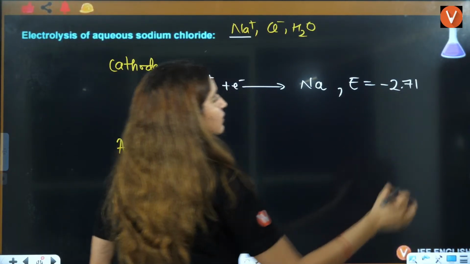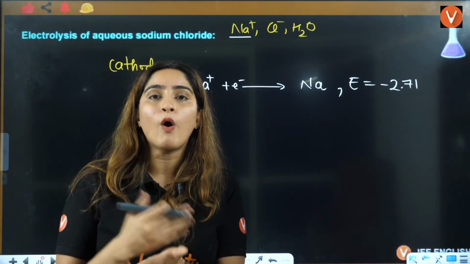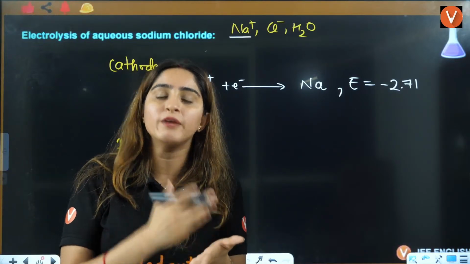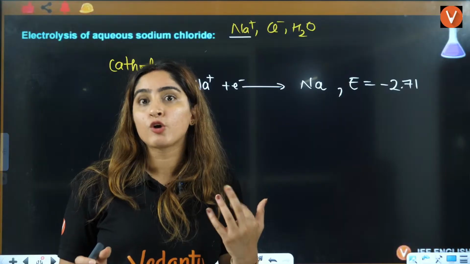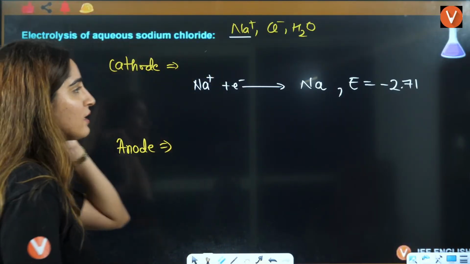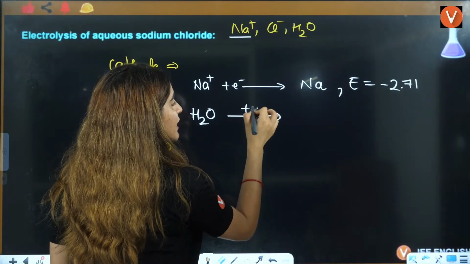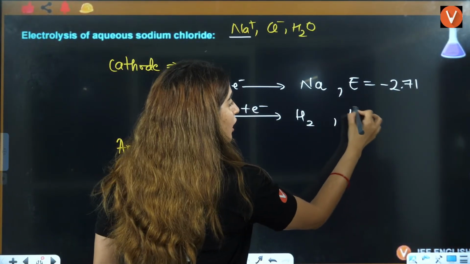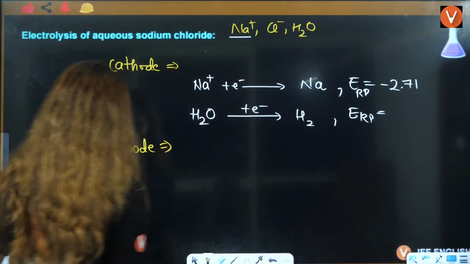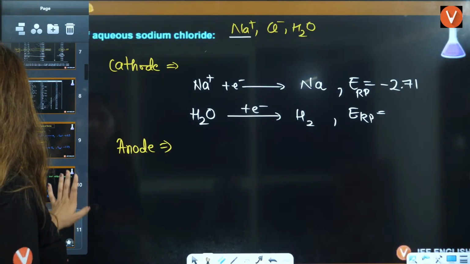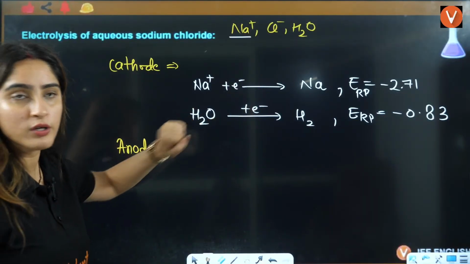Minus 2.71. You don't have to remember this. If they ask you, I'll give you a trick also to remember this. What if they ask you something different, then also you can calculate, but they will give you electrode potential. Some important ones like water, sulfate, sodium, copper, these you should remember, not every single value, right? So this is minus 2.71. For water, when it gains the electron, it will be converted to H2. Now, reduction potential for water is what we discussed, minus 0.83. Okay. Now, this is about cathode side.